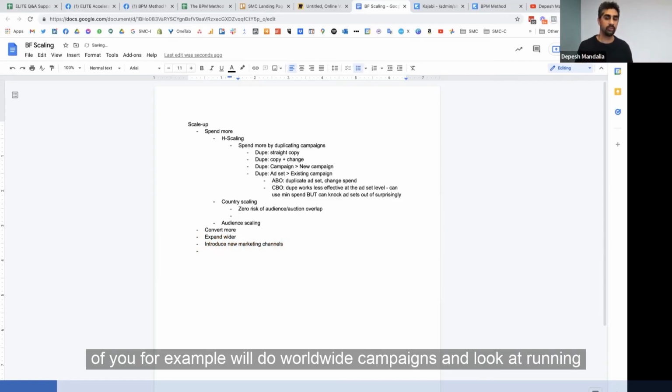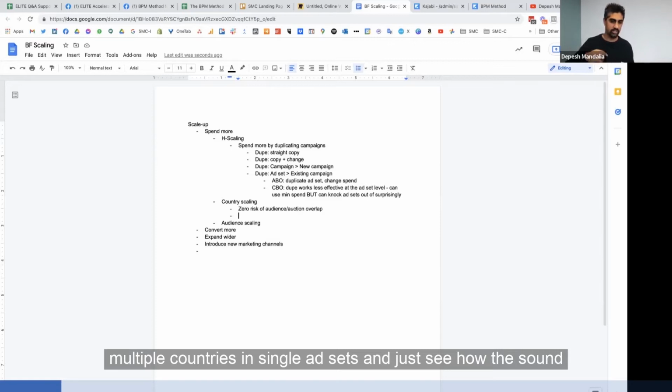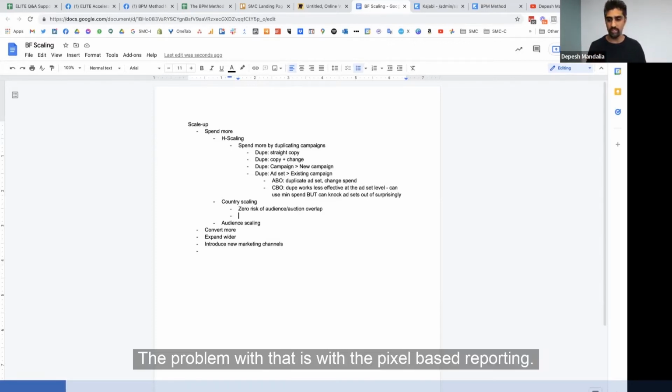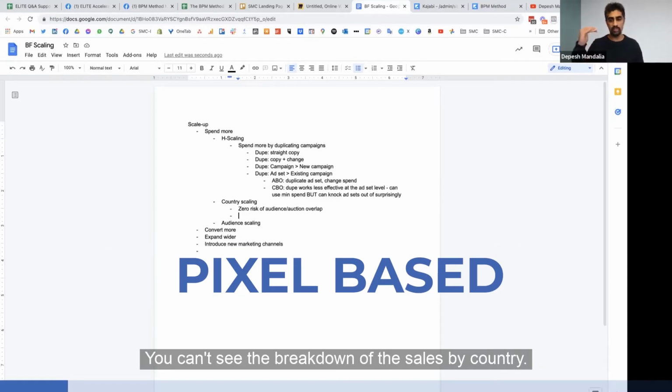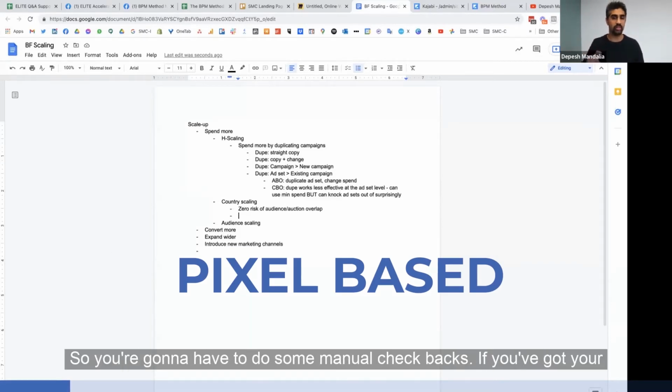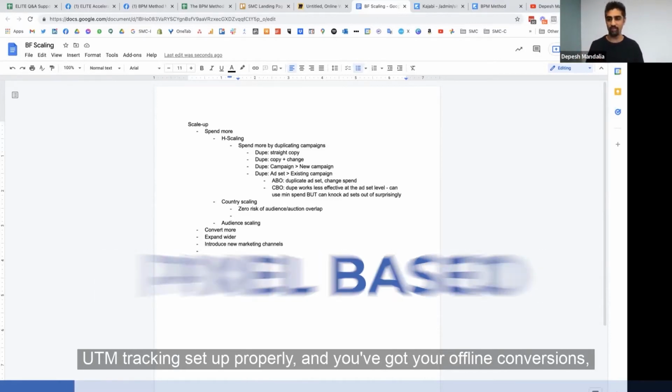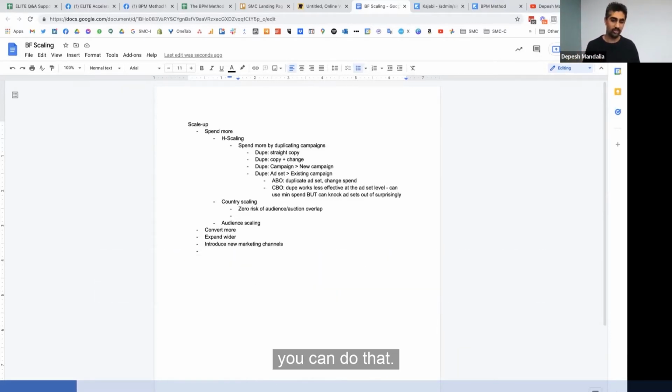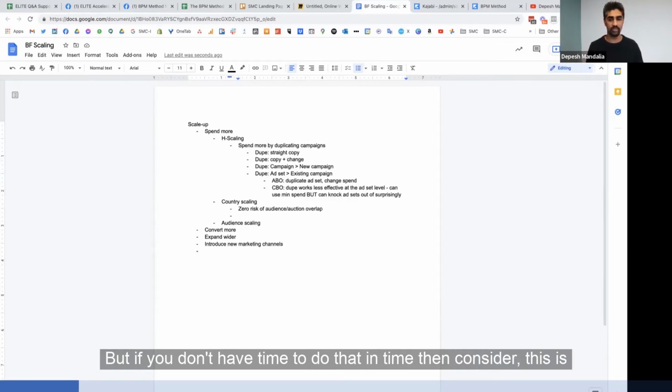And I know some of you, for example, will do worldwide campaigns and look at running multiple countries in single ad sets and just see how the sales come in. The problem with that is, with the pixel-based reporting, you can't see the breakdown of the sales by country. So you're going to have to do some manual checkbacks. If you've got your UTM tracking set up properly and you've got your offline conversions, you can do that. But if you don't have time to do that, then consider, this is my preference.